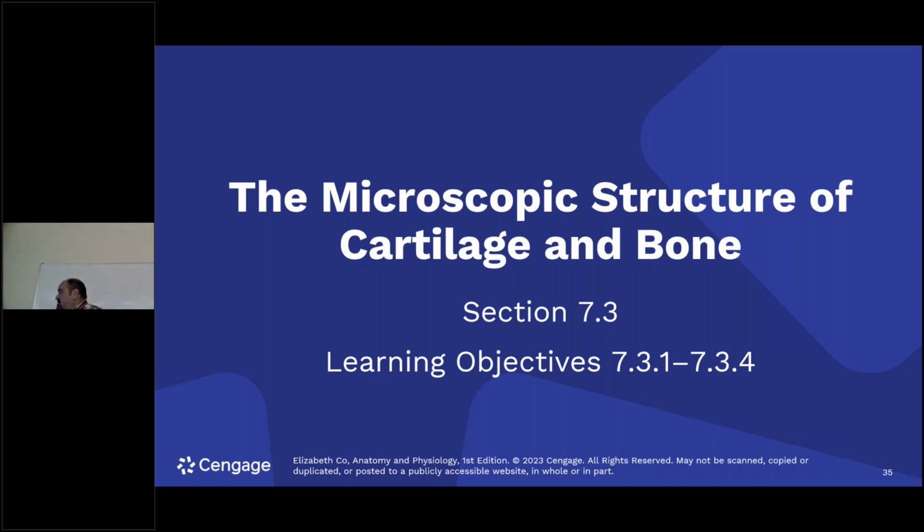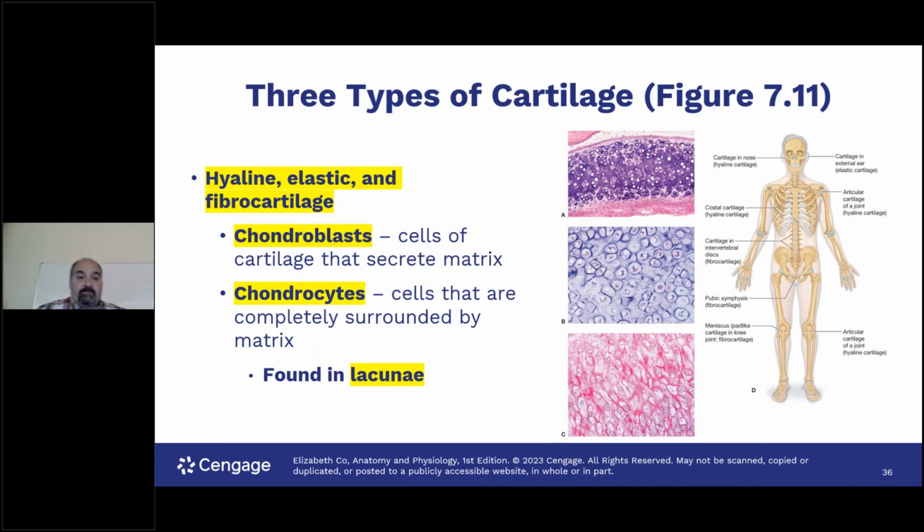Right. So here we're going to be looking at more of the microscopic structure of cartilage and bone. So again, we know hyaline, elastic, and fibro. We know what they look like. We're going to be tested on it next week as far as histology is concerned. We've already had the test, so we know where it's located. You need to remind yourself regarding those locations for each of those types of cartilage.